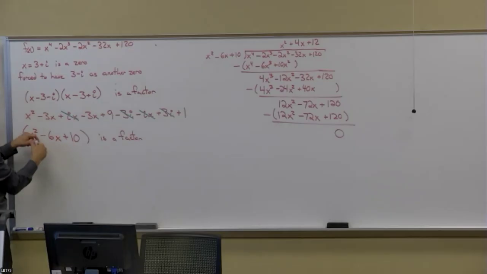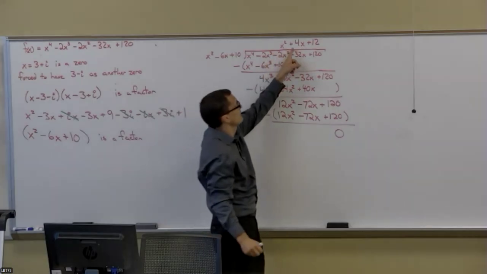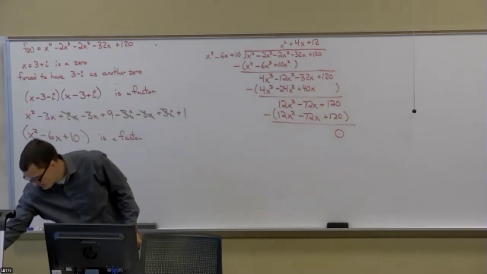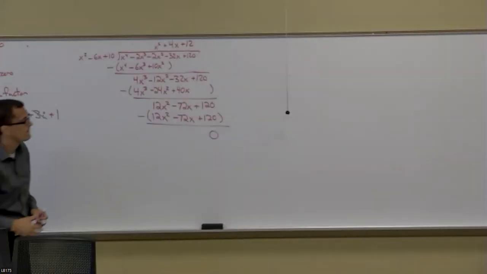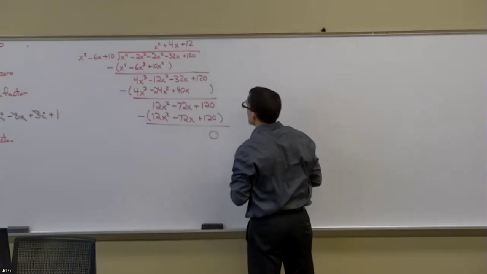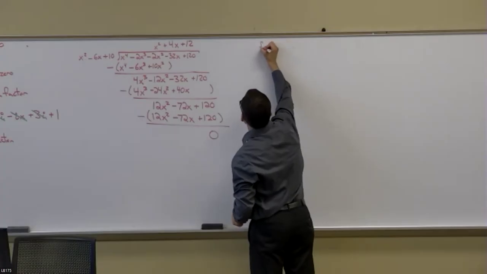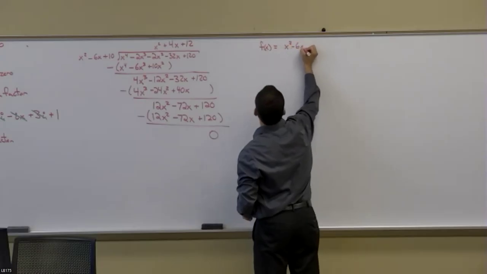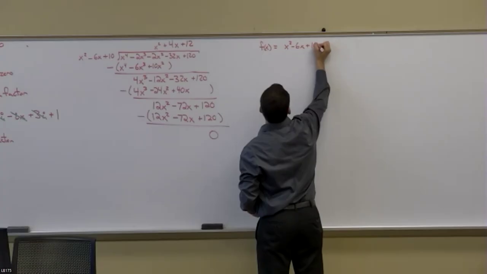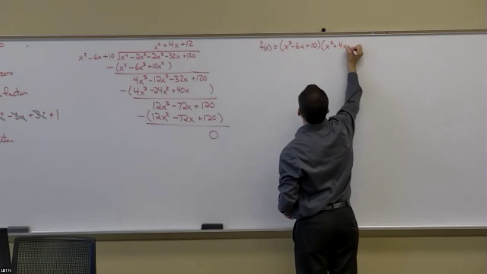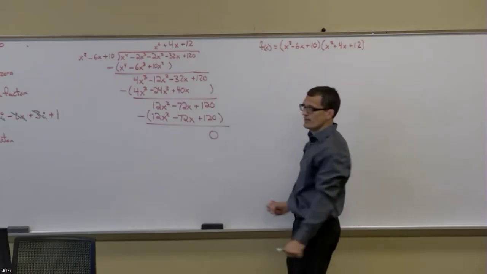So what this means is that when we divide f of x by this, we get x squared plus 4x plus 12. So we could rewrite f of x in one of two ways. We can either rewrite f of x as x squared minus 6x plus 10 multiplied by x squared plus 4x plus 12. So that's one way.